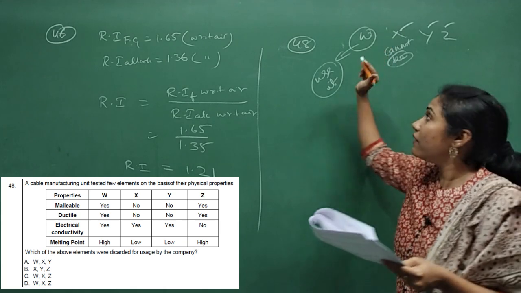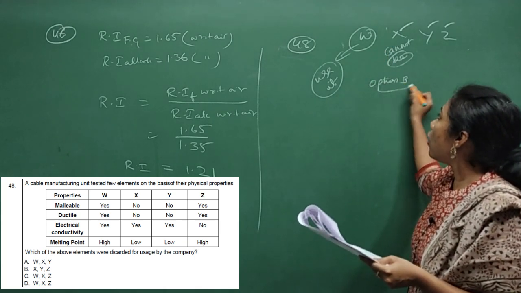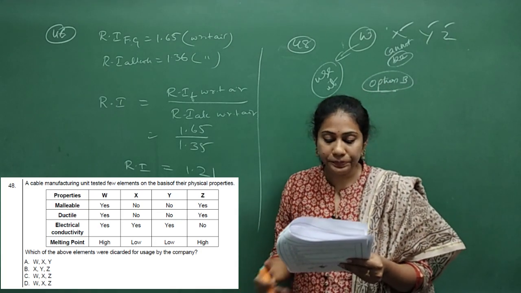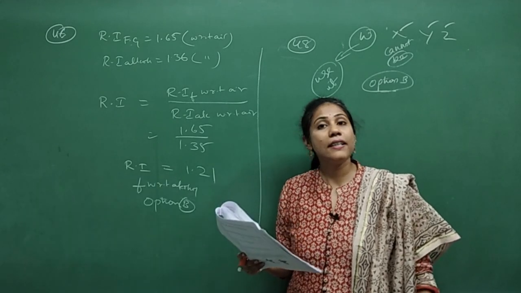So X, Y, Z, where is it mentioned? It was mentioned in option B. So option B is the correct answer. Okay, so with this we have completed section B.